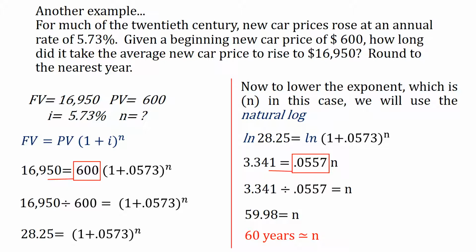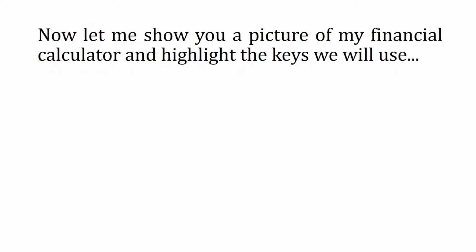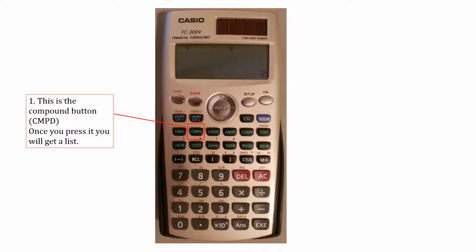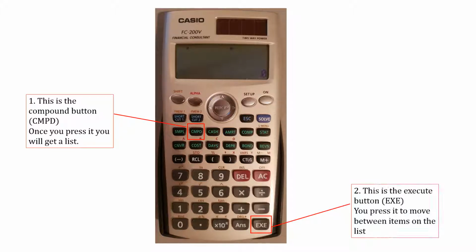In this part of the video, you will learn how to solve the problems using the financial calculator. But before we do that, let me show you the keys that we will be using. We will use the CMPD key, which is the compound button. Once you press it, you will get a list, and I will explain the list later. And then we have the EXE key. This is the execute button. Once you press it, you can move between items on the list.